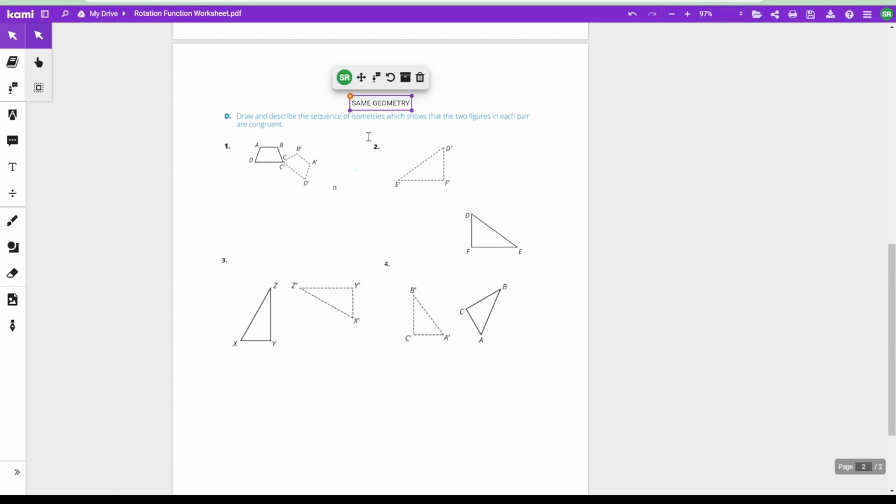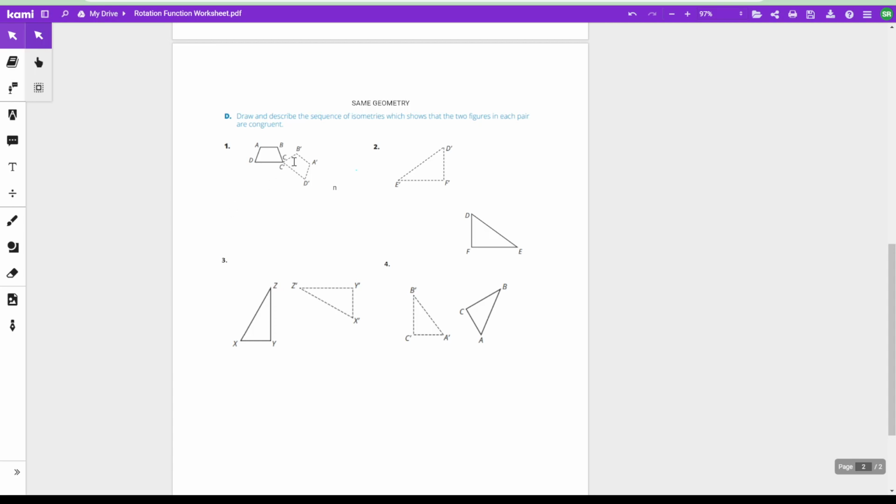So here what the question is asking us is to state what kind of transformations took our pre-images, which are the bold lines, to our images. And it could be a combination of two or three of the rigid motion transformations or isometries, which are translations, reflections, rotations.